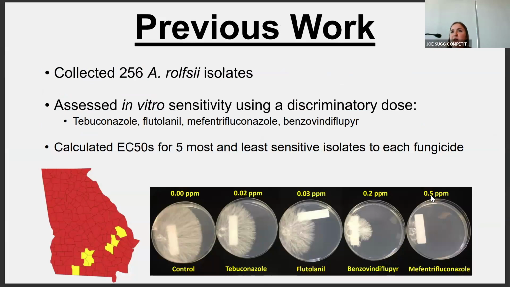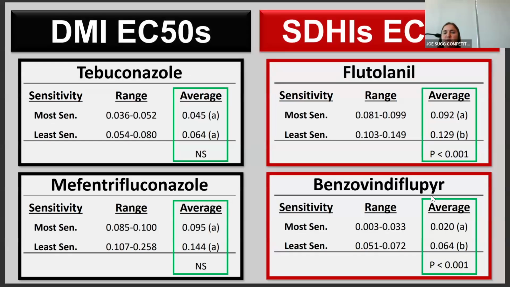What that assay allowed me to do was identify my 5 most highly sensitive isolates and also my 5 least sensitive to each of these 4 fungicides. And at that point, I quantified their EC50 values. I'm just going to very briefly go over those results with you. These are the EC50s in parts per million for my DMIs in black and SDHIs in red.